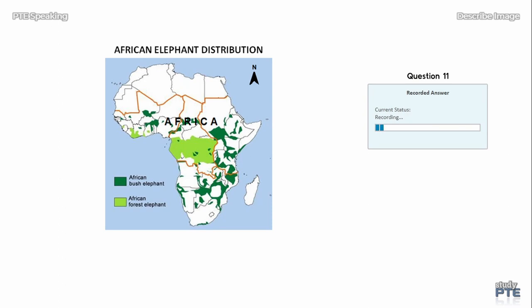The given image shows information about African elephant distribution. It also provides information in various categories such as African bush elephant and African forest elephant. It is clearly visible from this image that the African bush elephant is shown by the dark green color. On the other hand, African forest elephant is shown by the light green color. In conclusion, it can be stated that this image shows very crucial and interesting information about elephant distribution in Africa.